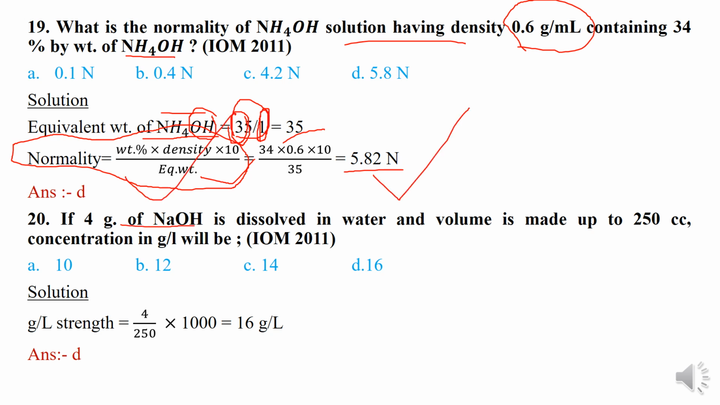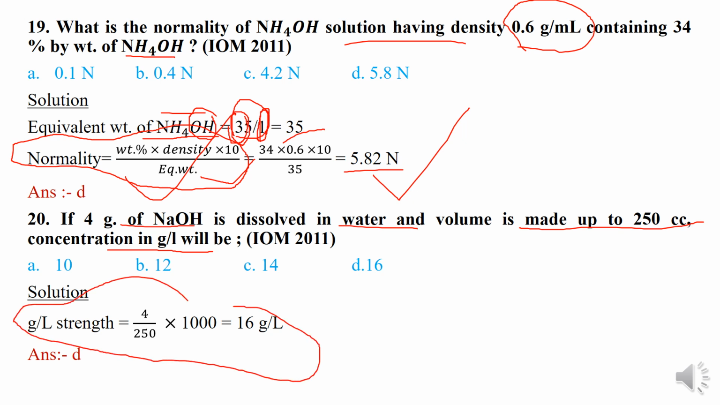If 4 gram of NaOH is dissolved in water and the volume is made up to 250 ml, the concentration in gram per liter will be? We have to calculate the concentration in gram per liter. It is a very simple question. Just convert 250 ml into liter. So 4 by 250, because 4 gram of NaOH is dissolved in water and volume is made up to 250 ml, then 4 by 250 into 1000 will give the answer in gram per liter. Very simple.